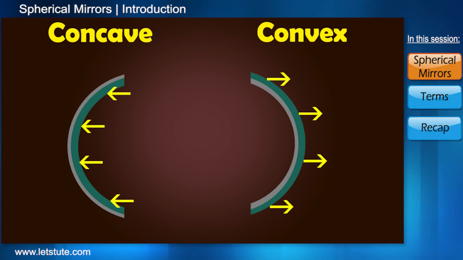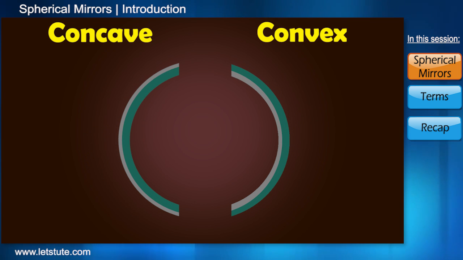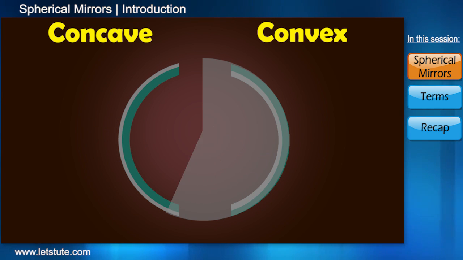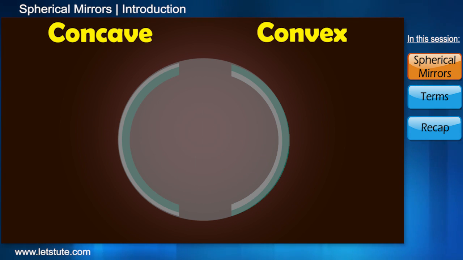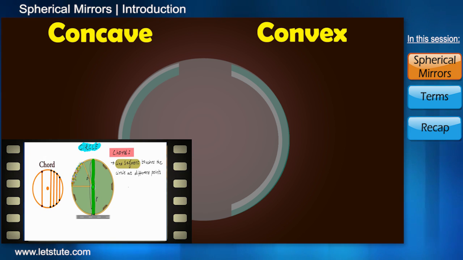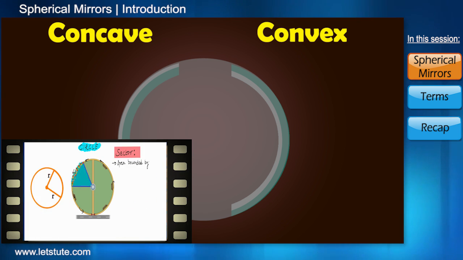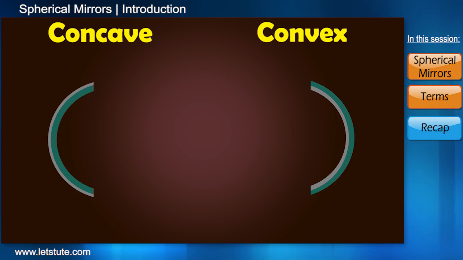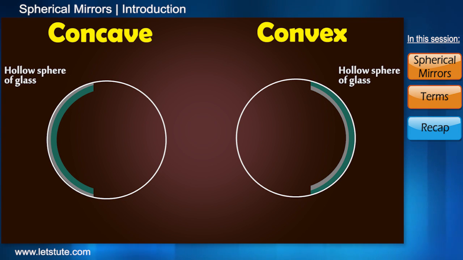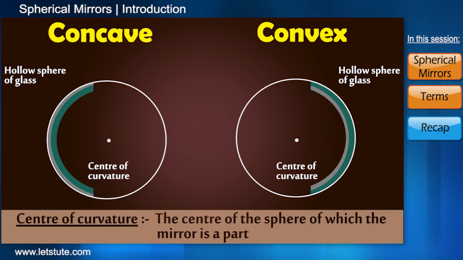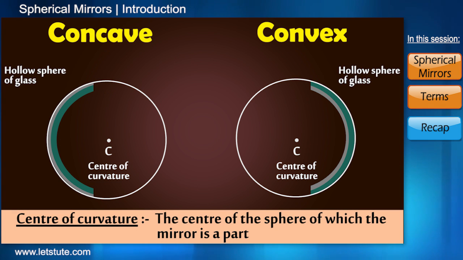Let's place both these mirrors side by side and understand certain technical terms related to them. Since both are spherical in nature, a lot of the terms will be extremely easy to understand, especially as we would have already come across them in our video on circles. Being a part of a circle or sphere, both of them are bound to have a center. This is called the center of curvature. It is denoted by the letter C.